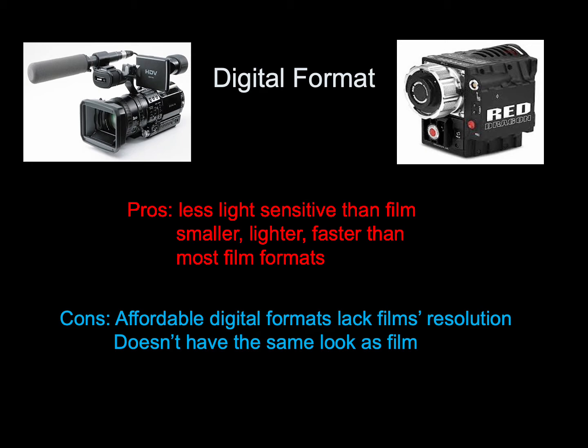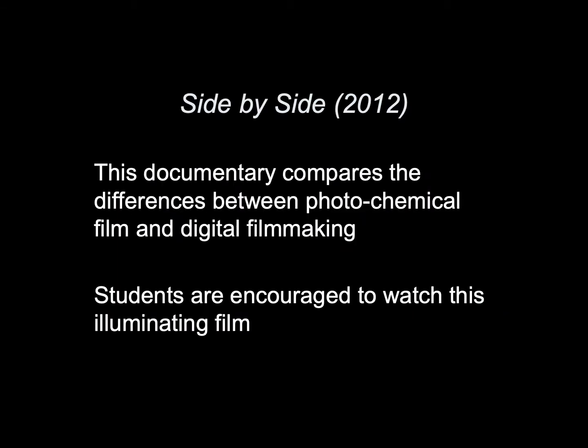Digital format. Pros: less light sensitive than film, smaller, lighter, and faster than most film formats. Cons: affordable digital format lacks film's resolution, and it doesn't have the same look as film. Side by Side is a documentary that compares the differences between photochemical film and digital filmmaking. Students are encouraged to watch this illuminating film.